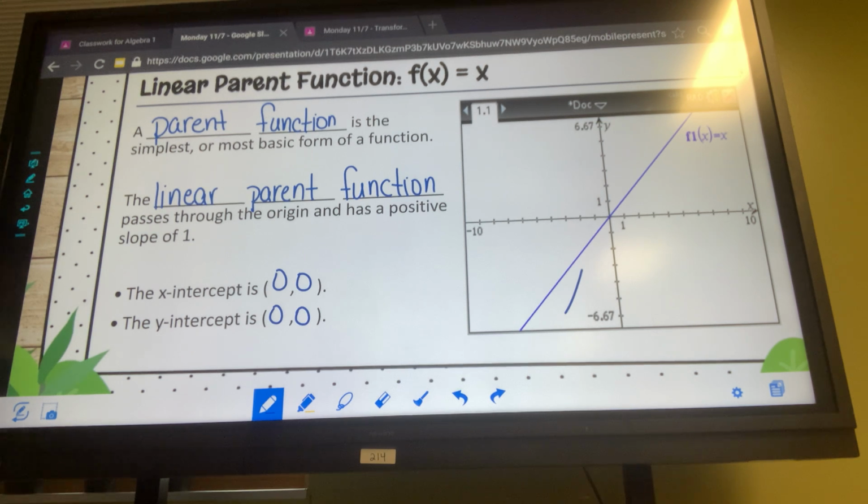That's always what your parent function will look like. Questions so far? No. Miss, I don't understand nothing.